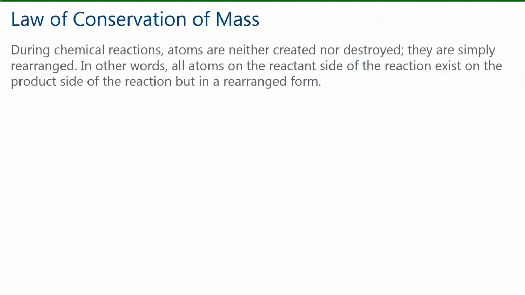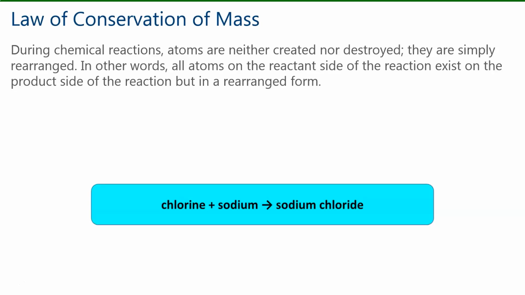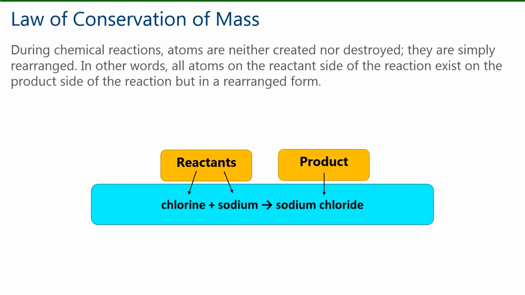During chemical reactions, atoms are neither created nor destroyed. They're simply rearranged. In other words, all the atoms on the reactant side of the reaction exist on the product side of the reaction, but in a rearranged form. For example, in the equation chlorine plus sodium produces sodium chloride, we have our reactants, chlorine and sodium, and our product, sodium chloride. All the atoms on the reactant side, chlorine and sodium, are also present on the product side, but they're just rearranged into sodium chloride.